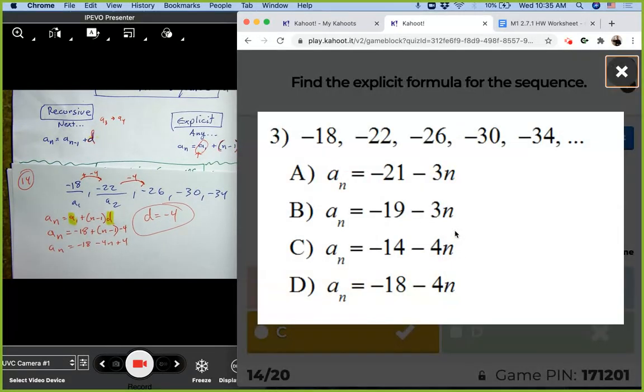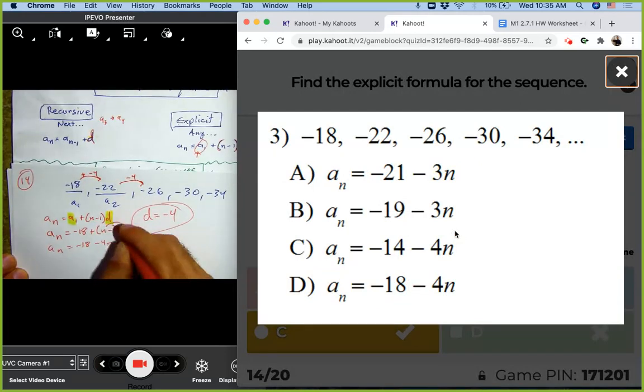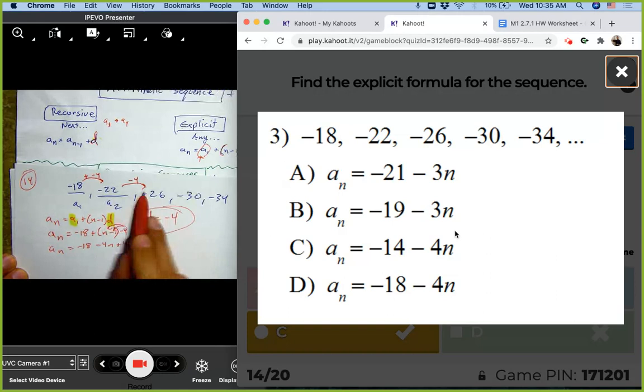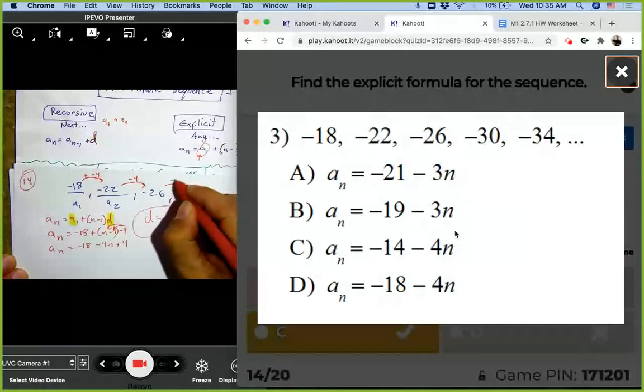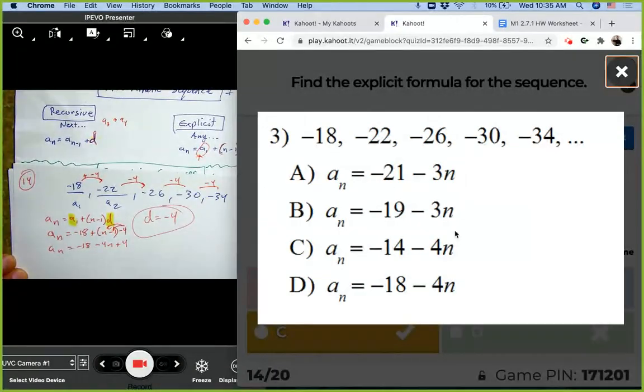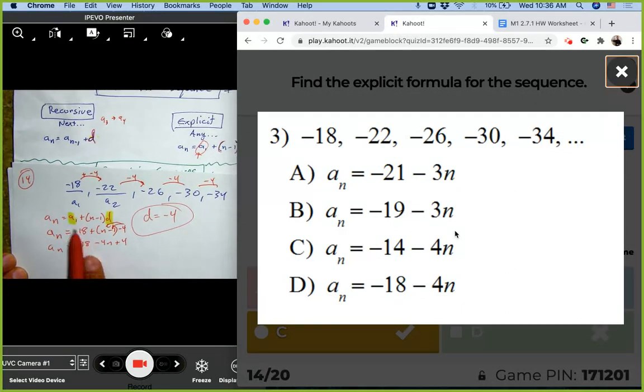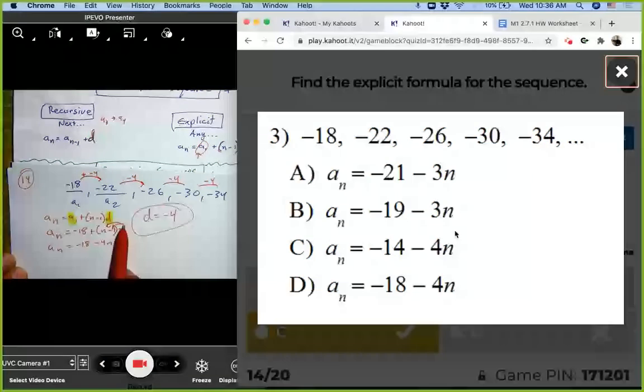Yeah, that's just a little bit of an adding error. No problem. Actually, I think it's a distribution error. So look, I put in my terms. I know that I'm subtracting 4 every time, so my d value is -4. I know my first term is -18, that's why I put it here. My d value is -4, so I put it here. Now I have to distribute the -4. This is where the error happened, I think.